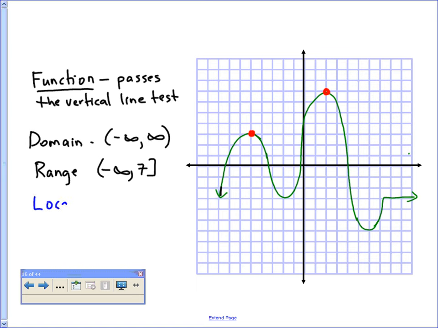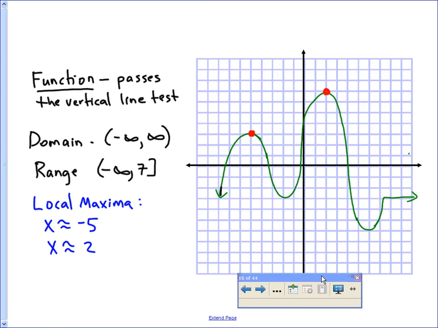And we can look and say approximately where those occur. And we're only referring to the x values in this case. So they happen at approximately where x is equal to -5. And then there's another at approximately x equal to 2. Okay, so that's our local max values.